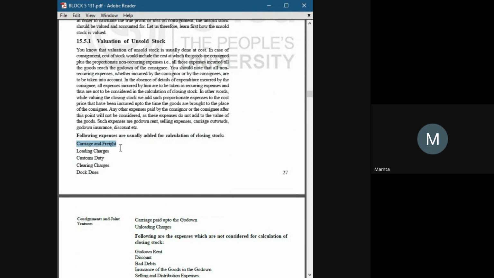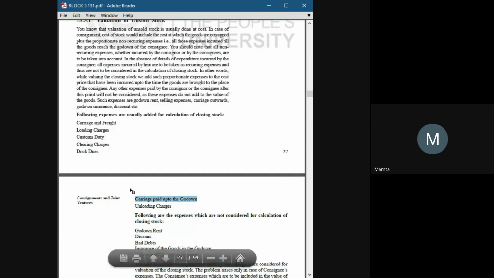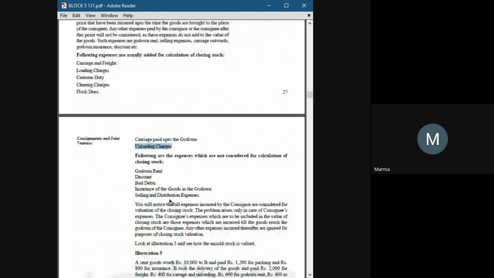Carriage and freight, loading charges, custom duty, clearing charges, dock dues, carriage paid up to the godown, and unloading charges. So the following are the expenses which are not considered for the calculation of closing stock.